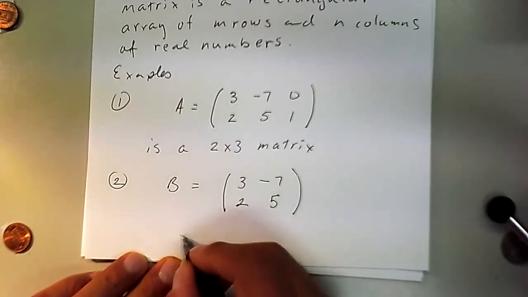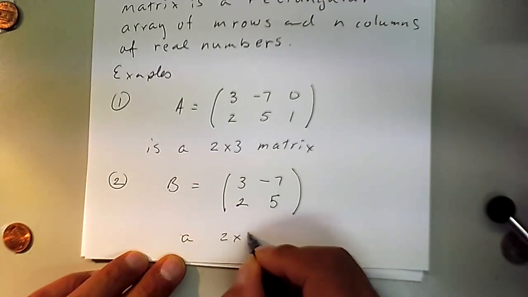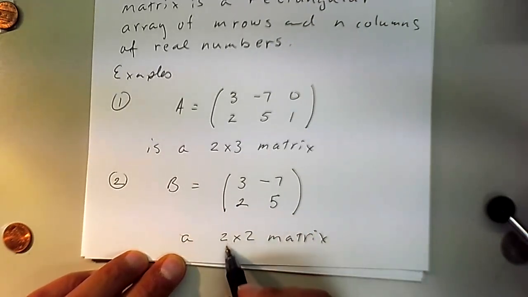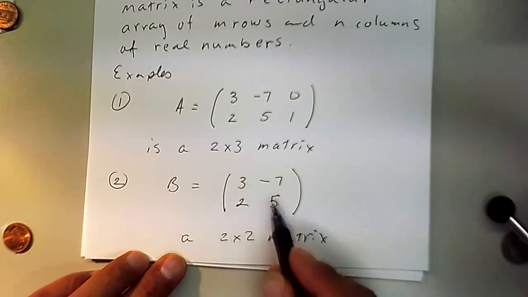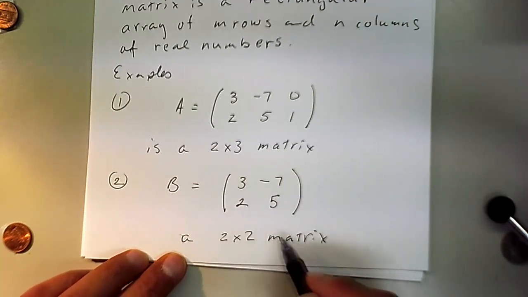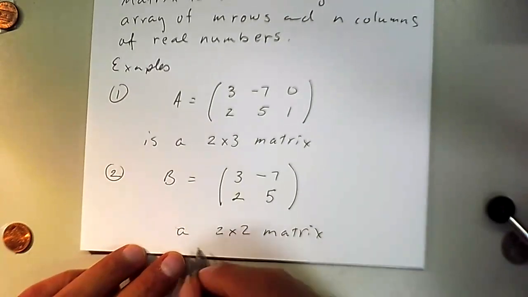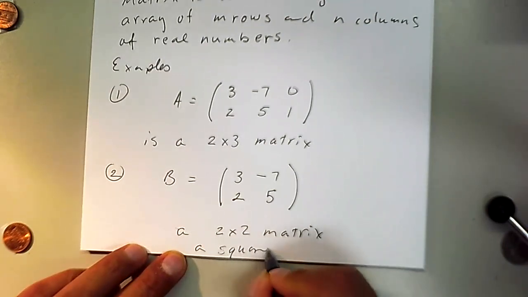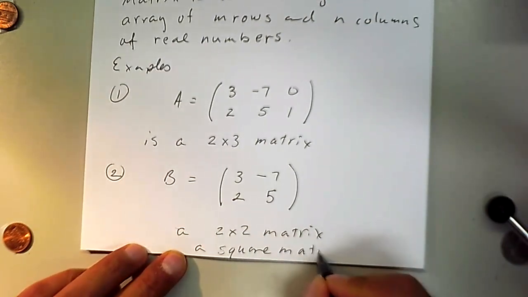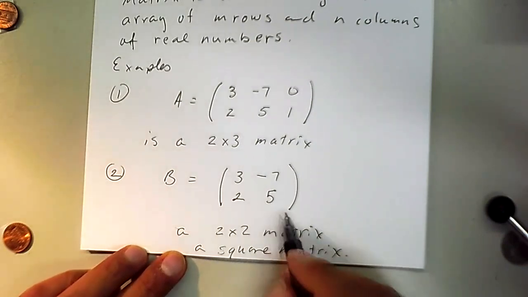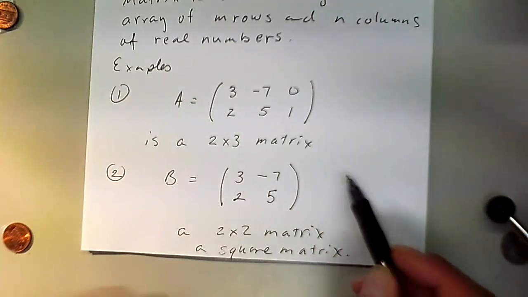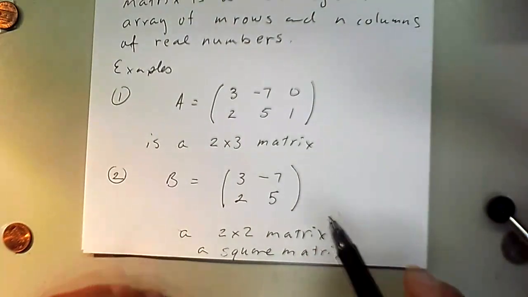This is a 2 by 2 matrix. Matrices for which the number of rows is the same as the number of columns are called square matrices. So this is a square matrix. This is not a square matrix. We assume both are rectangular matrices.